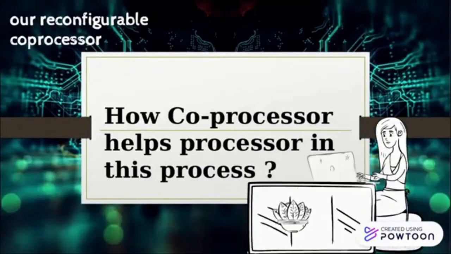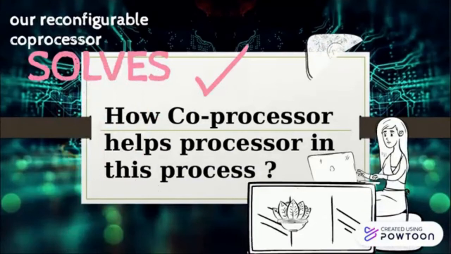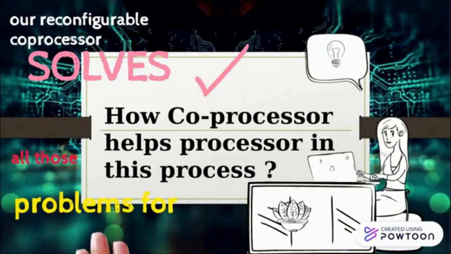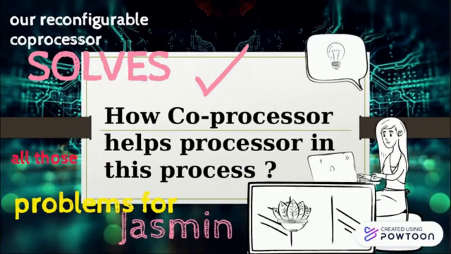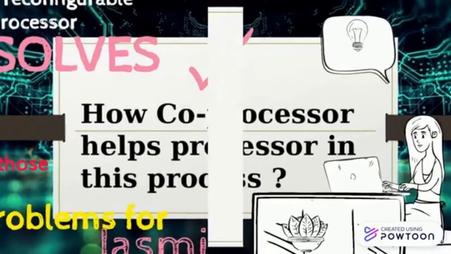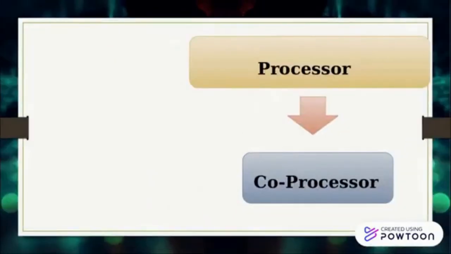So we designed a coprocessor to accelerate the process. How? The coprocessor accelerates the critical operation while other operations are done in the processor in parallel. Here we will show you how both work in parallel.